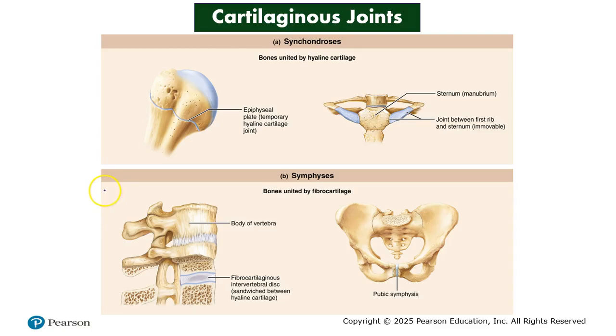To sort of end our cartilaginous joints video, here are some images from your textbook for synchondroses and also symphyses. And so we see our vertebrae here. Again, we see the pubic symphysis, and we also still see our epiphyseal plates here, and we definitely see our manubrium and our first rib. So just keep those in mind.